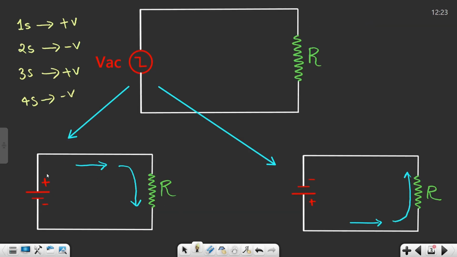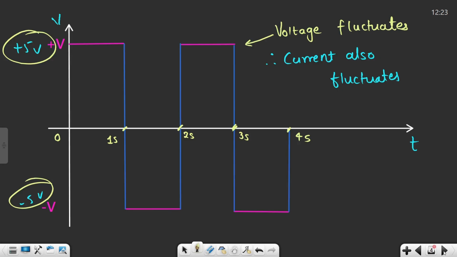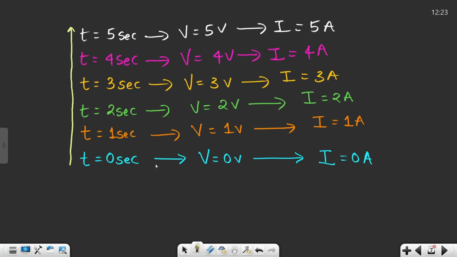If I take it as a battery, I was just shifting the terminals of the battery, plus and minus. But over here, I'm just increasing the magnitude of the battery. If I take it as a DC source, I'm just increasing the magnitude of the voltage source as my time is increasing. After that, I waited at a certain point, let's say at around 5 seconds, where I got the voltage as 5 volts and current as 5 amperes.